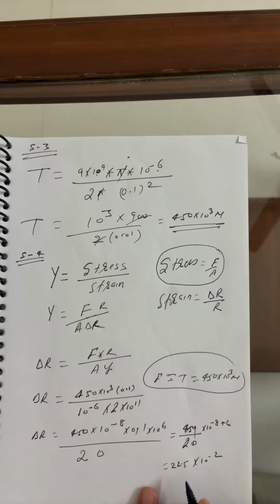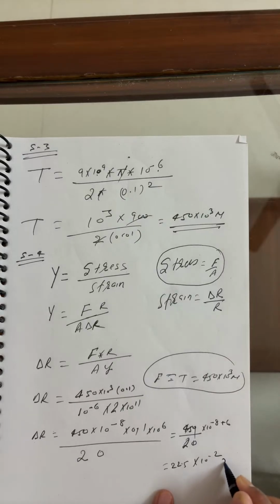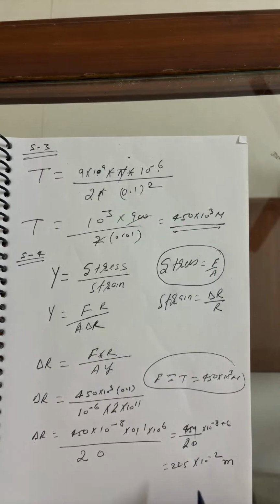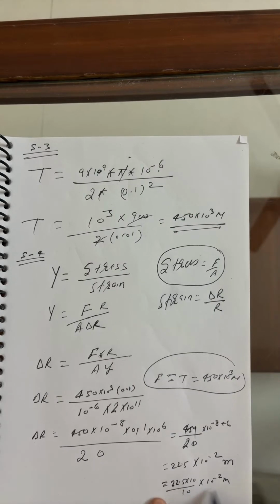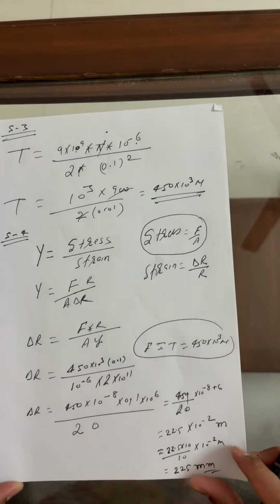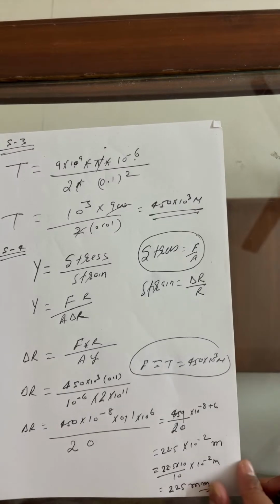Either you can give the answer in terms of meter, or do one thing: multiply by 10 and divide by 10. So 22.5 into 10, and divide by 10 into 10 to the power minus 2 meter only. This becomes 225, so finally the answer is 225 mm. So this is the answer for this question.